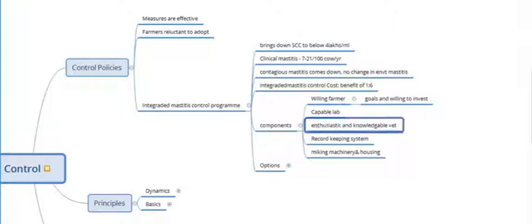The role of an enthusiastic and knowledgeable veterinarian is paramount. He is the person who has to coordinate between the farmers, the laboratory technicians, and the dairy industry. All these things are coordinated, and a very knowledgeable and enthusiastic veterinarian has to be at the helm of the affairs. Record keeping systems are very important. We will be coming to this in detail later. Then there should be proper milking machinery, and housing should also be proper. All these details will be coming up in this session shortly.